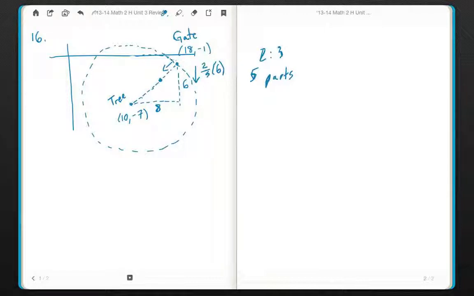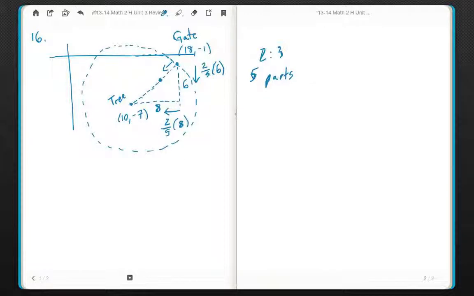And then we need to go to the left, and I'm going to just draw it going to the left from this point. Obviously, we would be going to the left from somewhere up in here. And we need to go that way 2/5 of the width, which was, in fact, 8. Okay, so if I start at the gate, go down 2/5 of 6, and to the left 2/5 of 8, that should give me the coordinates of the new point.